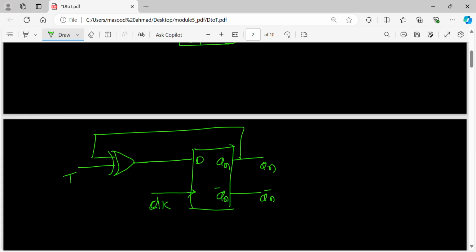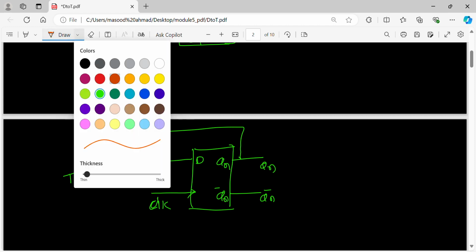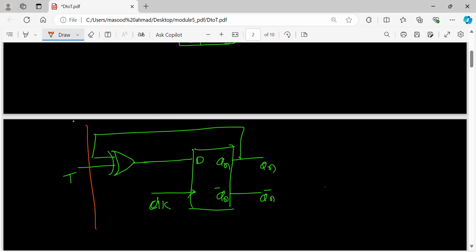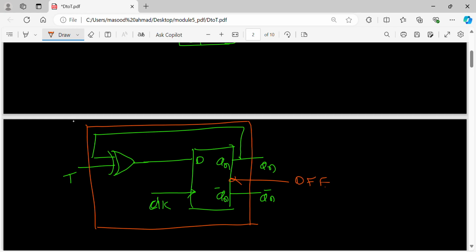So from the outside, it looks like a T flip-flop, but if you look inside, it is a D flip-flop that has been converted. From the outside, it is clock and T, so it is converted into a T flip-flop. It is very clear that it has been converted from the D flip-flop. So it is D to T flip-flop conversion. Done.